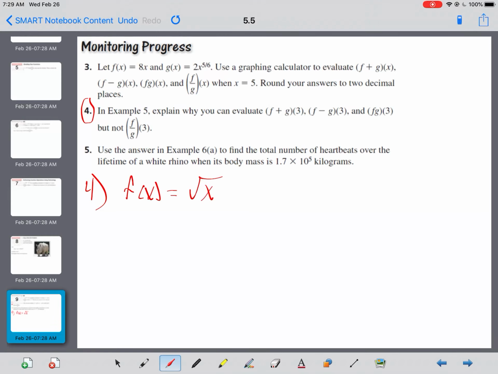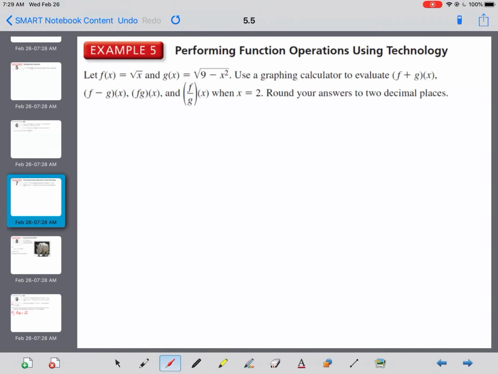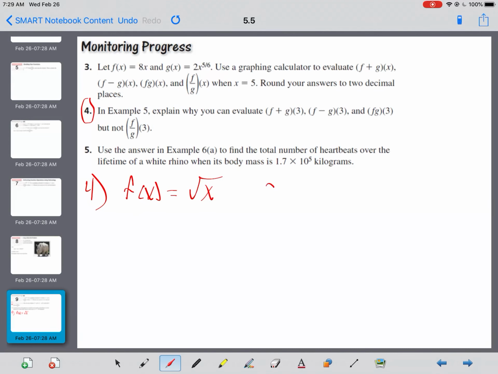F of x equals the square root of x. And g of x is the square root of 9 minus x squared.